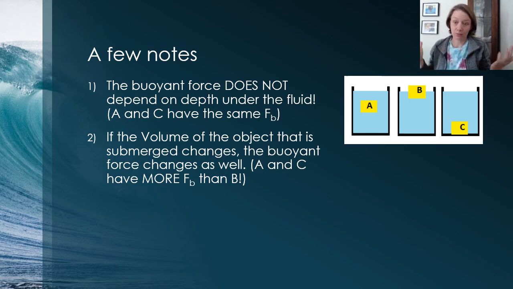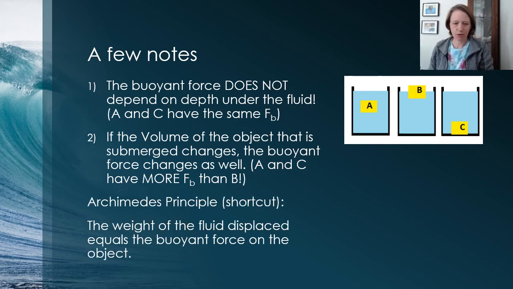Now B is floating, so there must be something going on with that, but probably what's happening is that the gravitational force on B is smaller than A and C, which is the reason why it's floating. So it has nothing to do with the buoyancy, but it has to do with the amount of mass in the object, the amount of gravity pulling downwards on it.